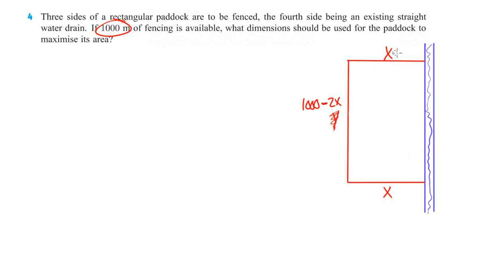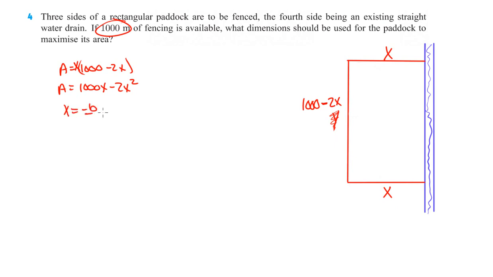So we now know that the area of this here is going to be x times 1,000 minus 2x. I know that's a little bit of a leap, but I actually did an example just like this in the notes. So if you watch that, that should hopefully help out. So the area is going to be 1,000 minus 2x all times x, right? So the area is going to be 1,000x minus 2x squared.